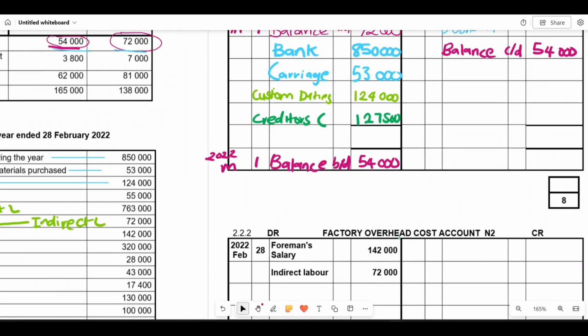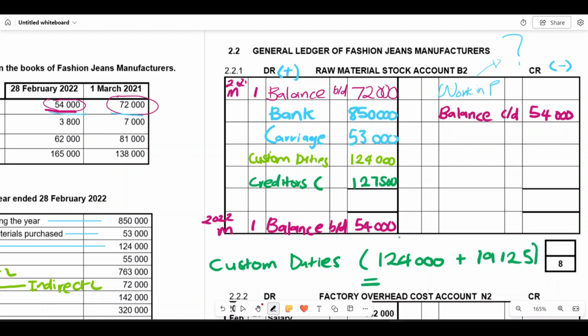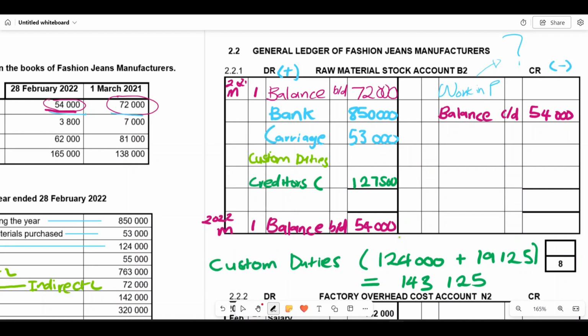Right. Now I have my custom duties already here. So my custom duties, let me write it here. I had 124,000, and now I'm going to add the 19,125. Now my total for custom duties would equal 143,125. Right. Now, as long as you show these workings on your answer sheet, now let me write the balance here. So this is 143,125.